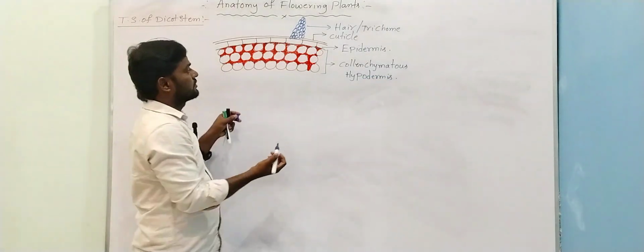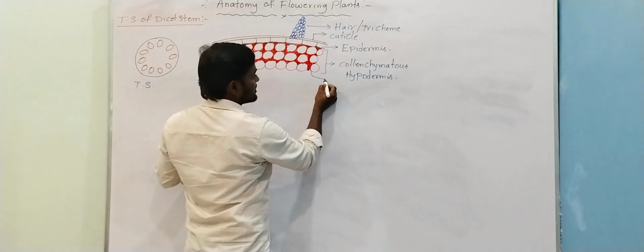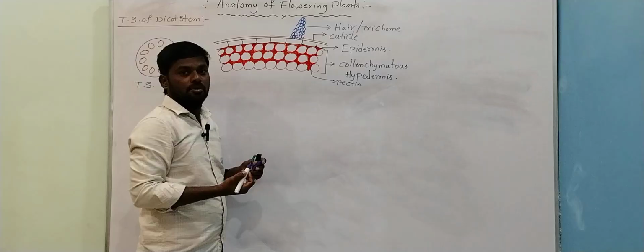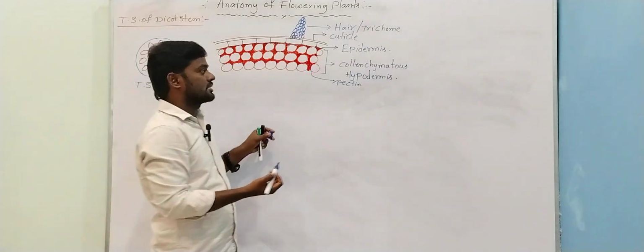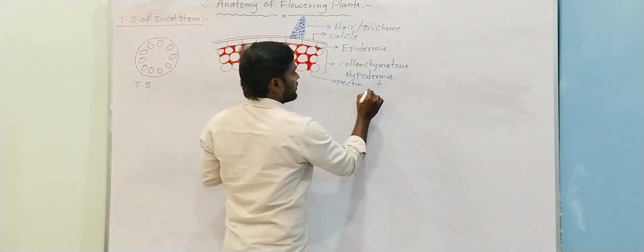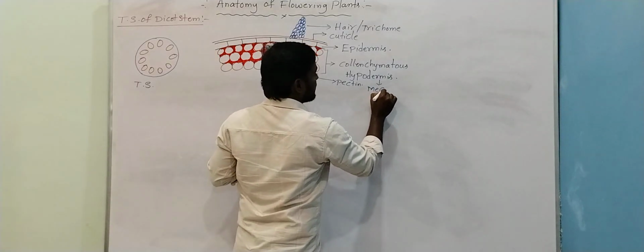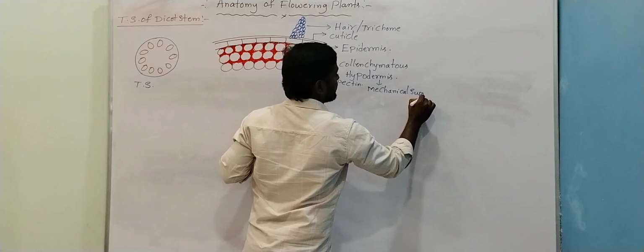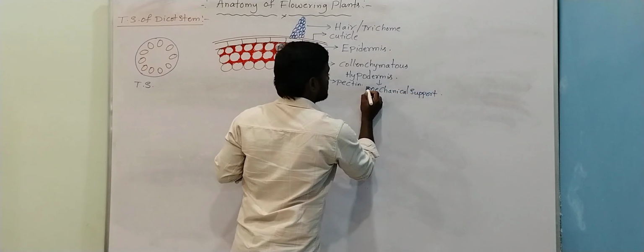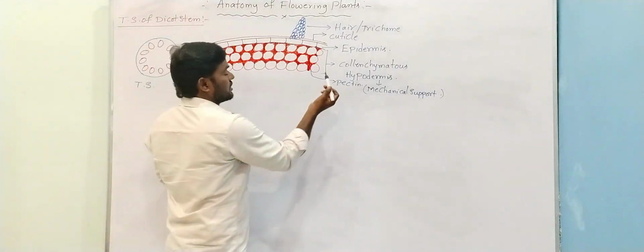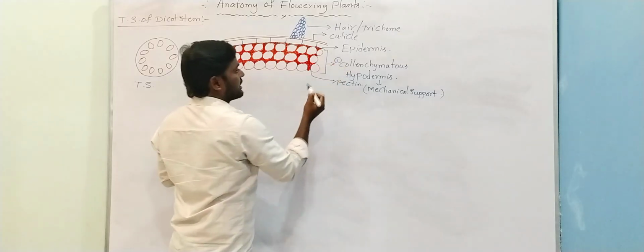Collenchymatous hypodermis. Next, in these collenchymatous cells, what is this material? This material is called pectin. The pectin material is deposited between the collenchymatous cells. So what is the function of the collenchymatous hypodermis? It provides mechanical support. This is the collenchymatous hypodermis function. It is the outermost layer of the cortex.